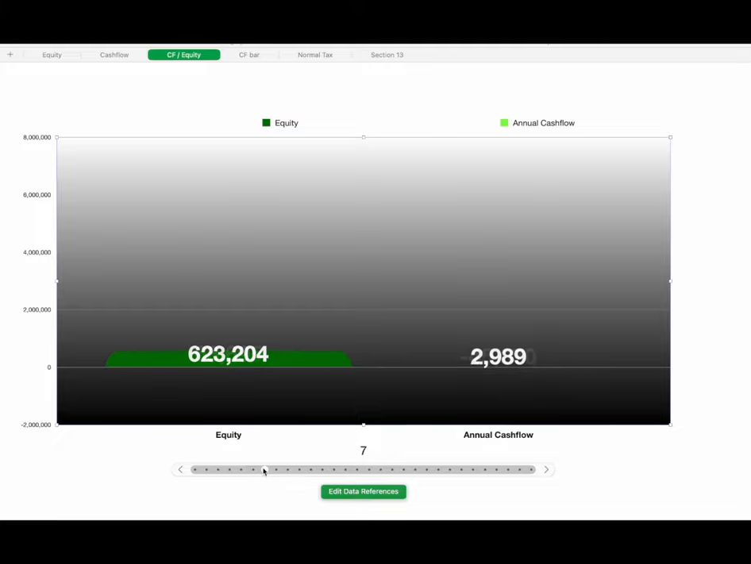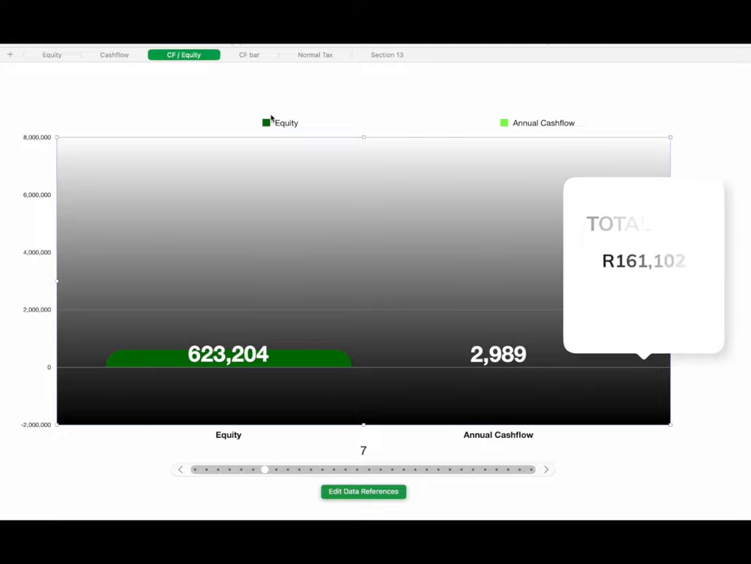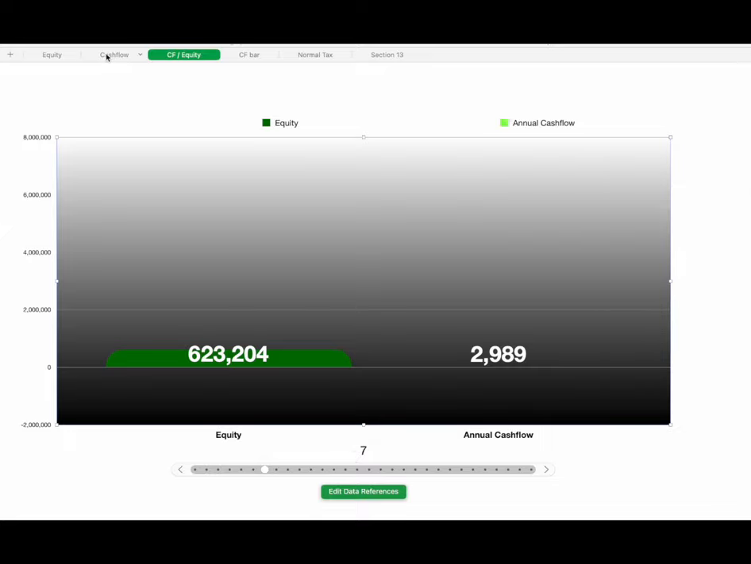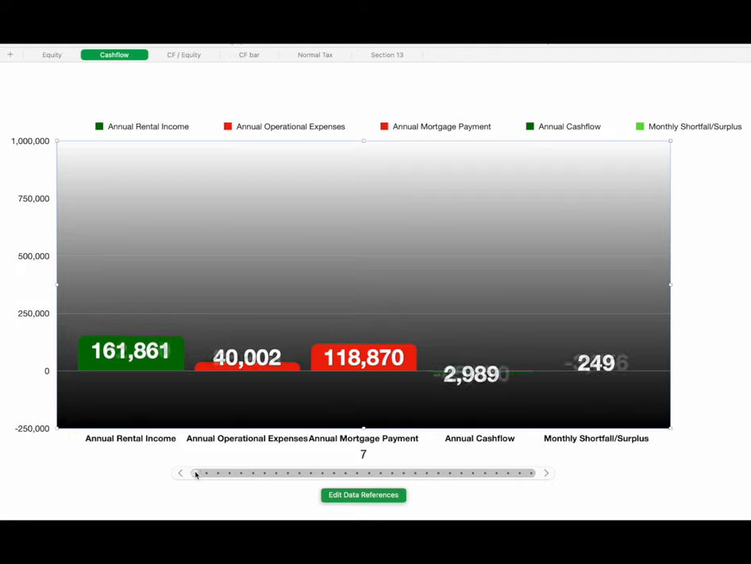So if I then look at my break-even point, which is year seven, when I'm in the money, I've generated 623,000 Rand in equity in the property, and it's paying me positive income. So I've paid the sum of my shortfalls up to the break-even point, which is 161,000 Rand over a 7-year period. That is only 16% of the purchase price. Remember, once again, that was the sum of my shortfalls.